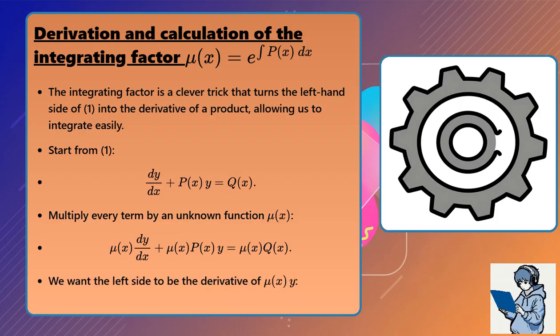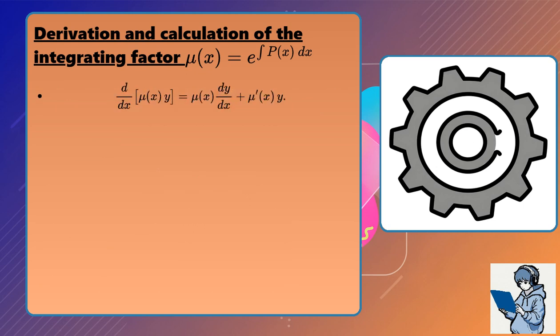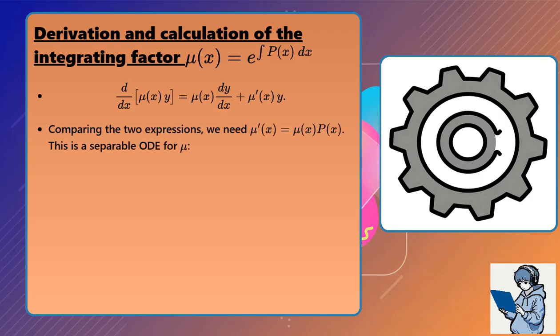We want the left side to be the derivative of mu(x)y. d/dx of mu(x)y equals mu(x) dy/dx + mu'(x)y. Comparing the two expressions, we need mu'(x) = mu(x)p(x). This is a separable ODE for mu.